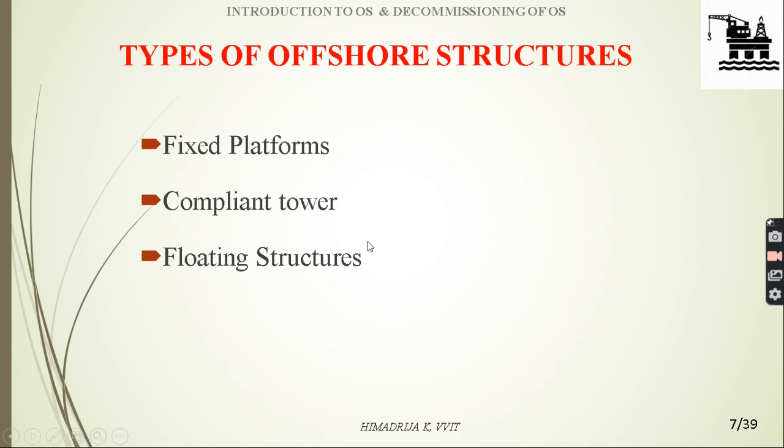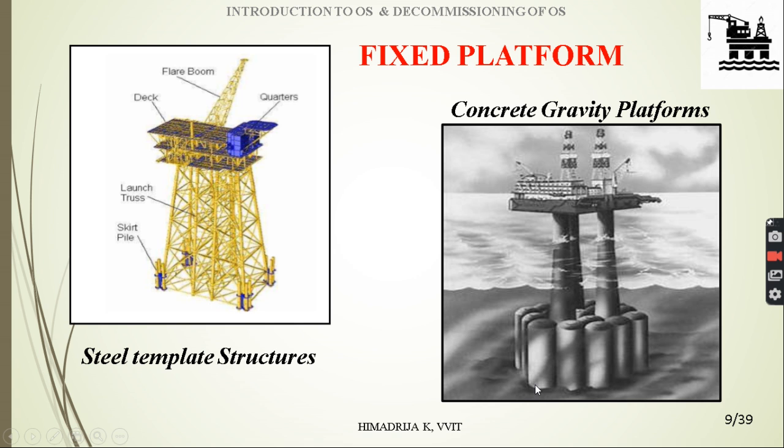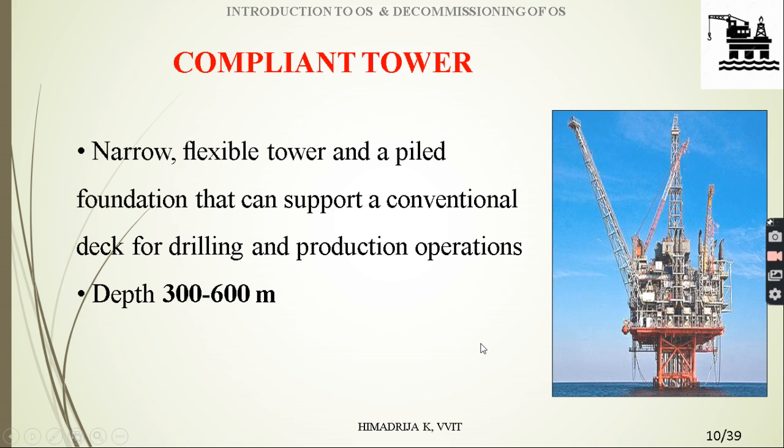These are the most important types of offshore structures: fixed platforms, compliant tower, and floating structures. Fixed platforms are offshore structures constructed in a shallow depth of ocean, near to the land area, where the bottom is fixed on the bed of the ocean. Two types are mostly used: concrete gravity platforms and steel template structures.